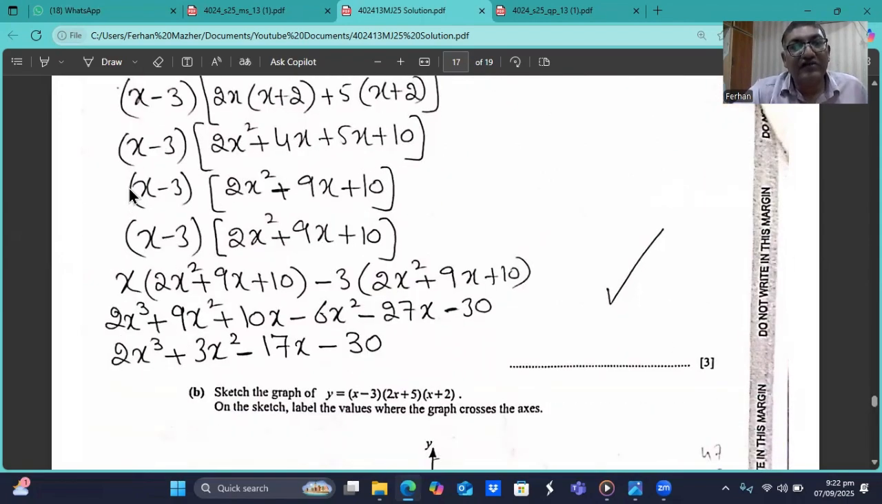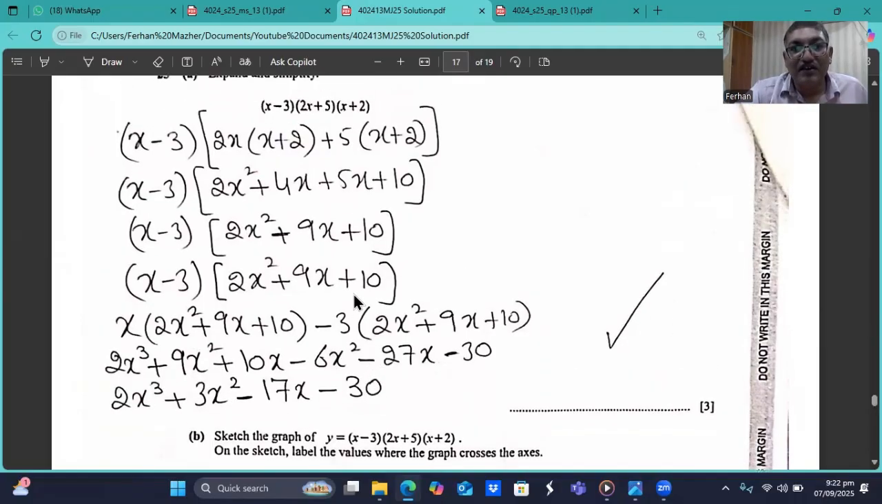It's this x will multiply with this whole bracket. Then minus 3 will multiply with this whole bracket. So you will have x(2x² + 9x + 10) minus 3(2x² + 9x + 10). So that will be 2x³ + 9x² + 10x - 6x² - 27x - 30. So that will give you 2x³ + 3x² - 17x - 30.